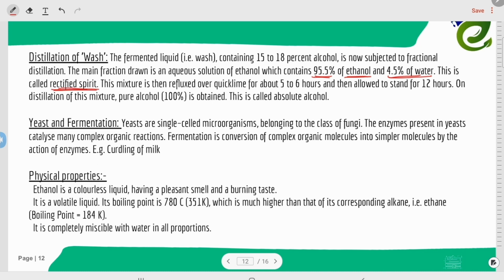Rectified spirit is used as a disinfectant in a few places and it is mostly used in tinctures. This mixture is then refluxed over quicklime. Quicklime is calcium oxide, for about 5 to 6 hours.